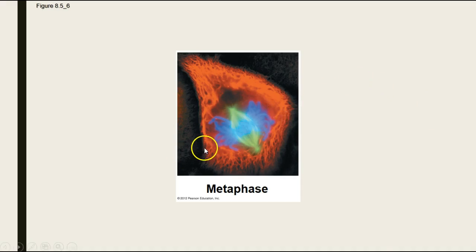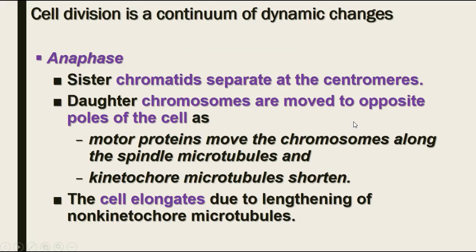Here's a cell in metaphase, and you can see that the chromosomes are all lined up right there in the middle. The centrioles are lined up in the middle with the tails of the chromatids sticking out there. In anaphase, those centromeres basically separate or split from each other.